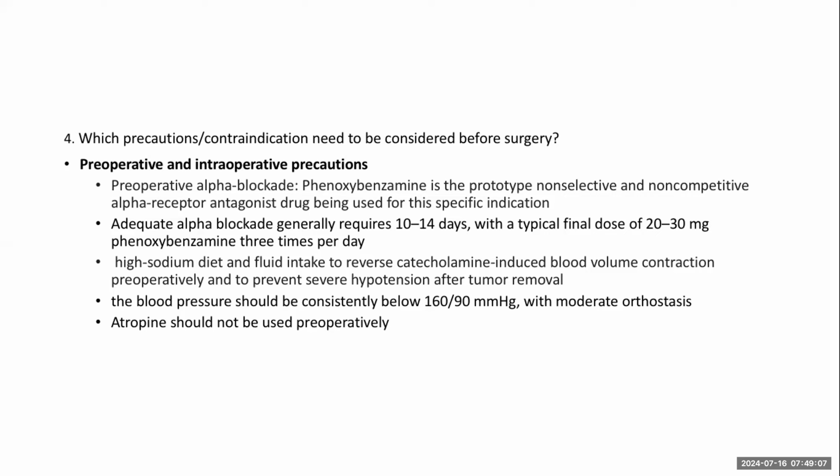Adequate alpha blockade generally requires 10 to 14 days with a typical final dose of 20 to 30 milligrams of phenoxybenzamine 3 times daily. High sodium diet and fluid intake is also required to reverse catecholamine-induced blood volume contraction preoperatively and to prevent severe hypotension after tumor removal. Also, the blood pressure should be consistently below 160/90 with moderate orthostasis, and atropine should not be used preoperatively.